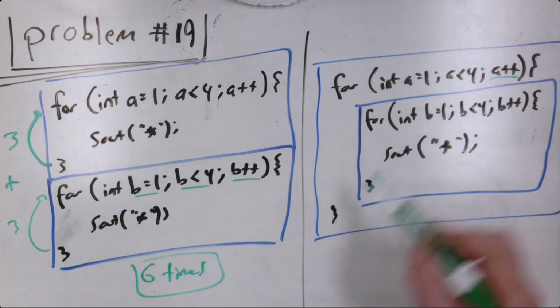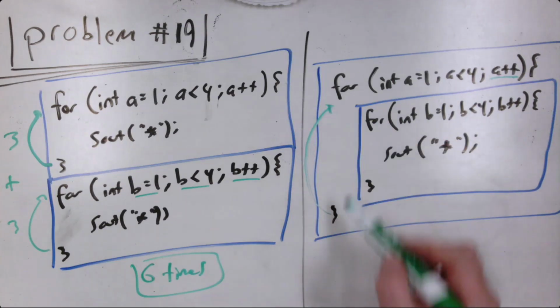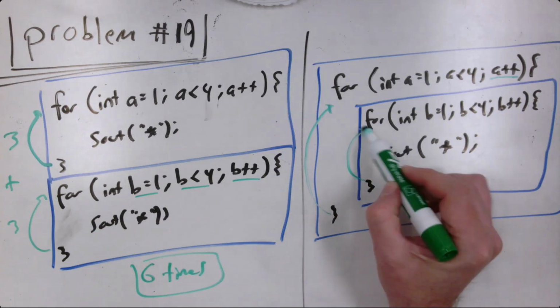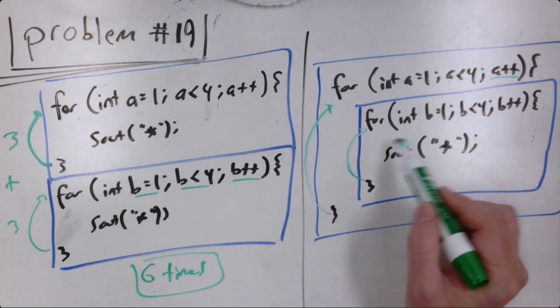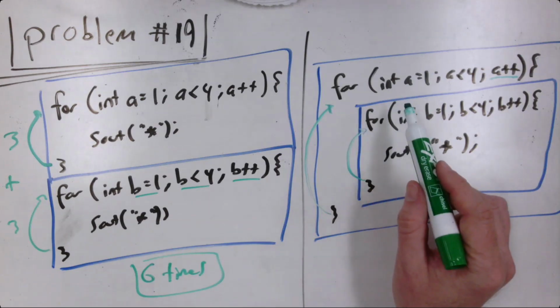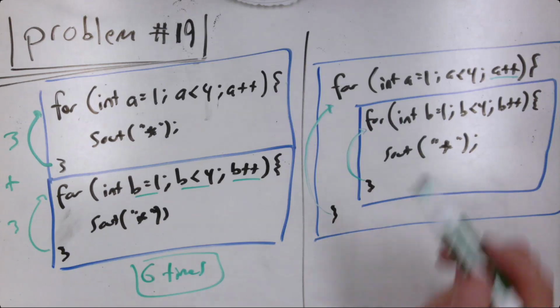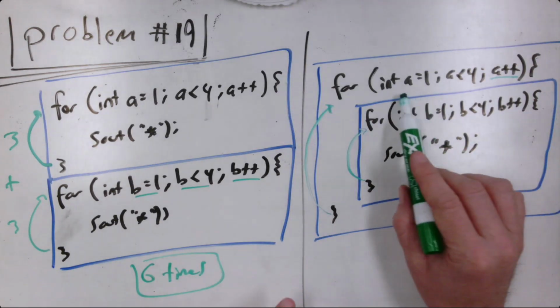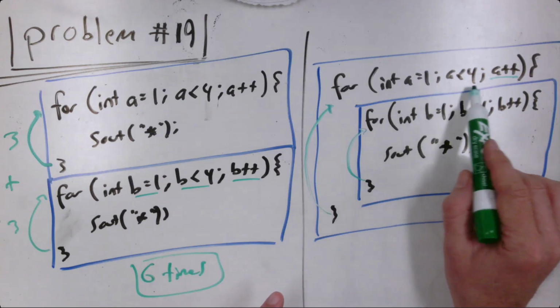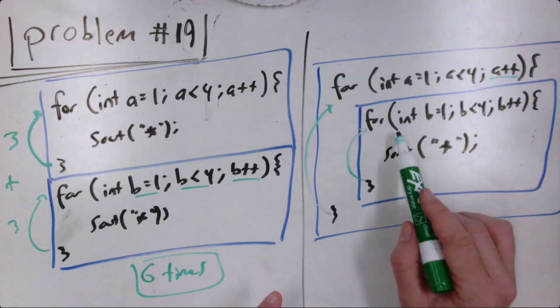This outer loop only repeats when you get down to the closing brace. And this inner loop is going to do all of its repetitions before we ever do the second loop of the outer loop. So here's what's going to happen. A gets initialized to 1. We ask, is 1 less than 4? The answer is yes. And so now we're going to enter the second loop.